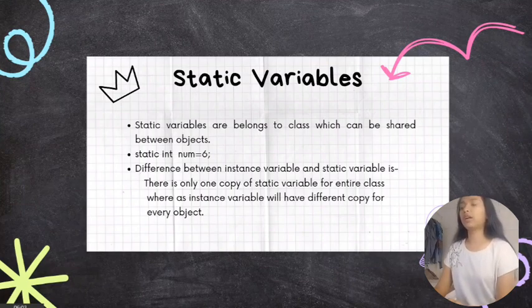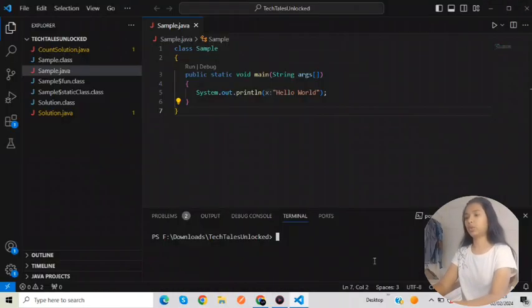This is a simple way to declare any variable as static. You just need to write static, then you will have a data type and then the variable name, and finally you can assign the value to that. The difference between an instance variable and a static variable is that there is only one copy of a static variable for the entire class.